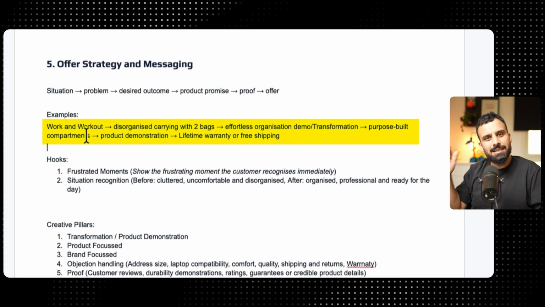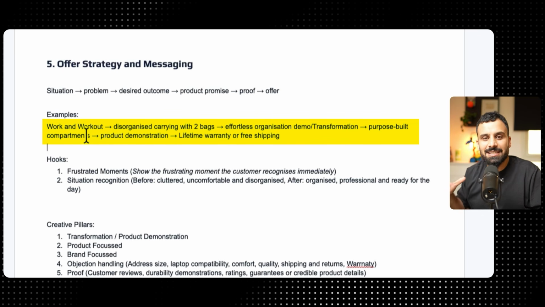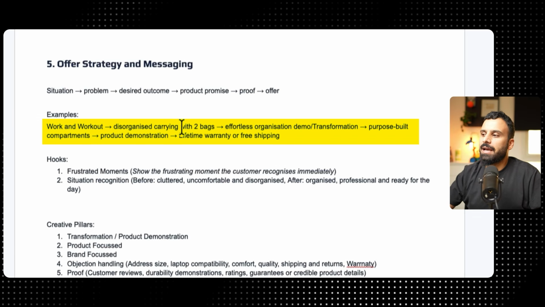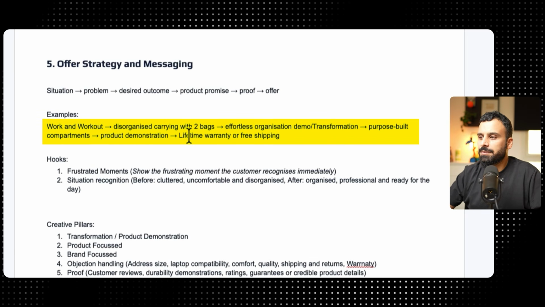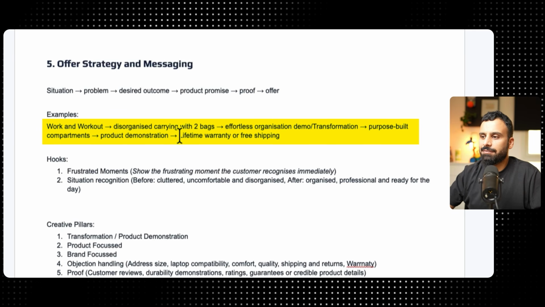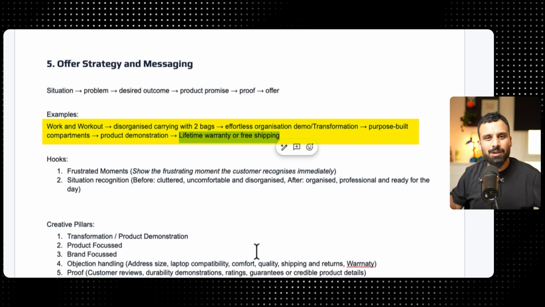So, okay, you know what? This is built for exactly one of these situations. See, the design is keeping this thing in mind. And then you do a product demonstration, video or whatever. And then the offer here is lifetime warranty or free shipping. All of this and you get lifetime warranty and free shipping.